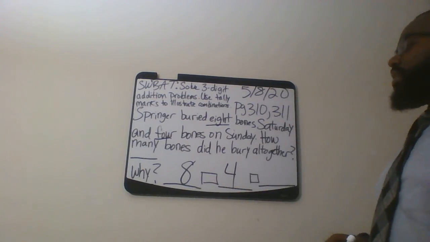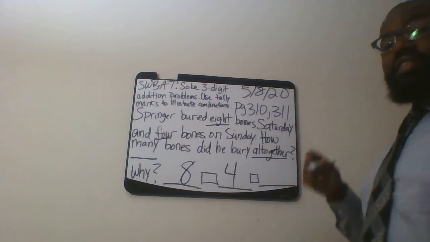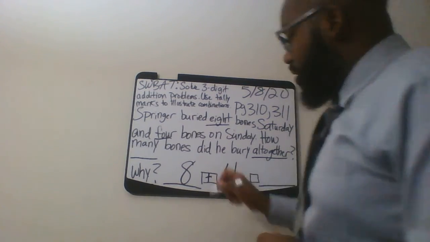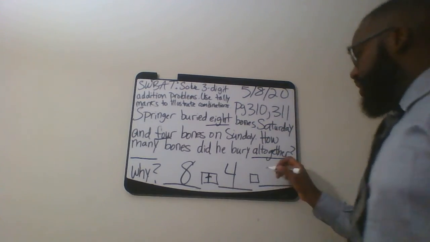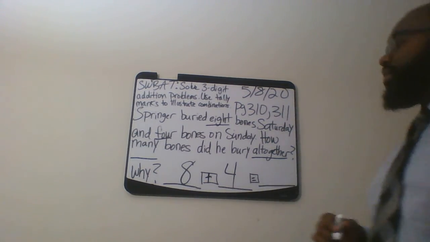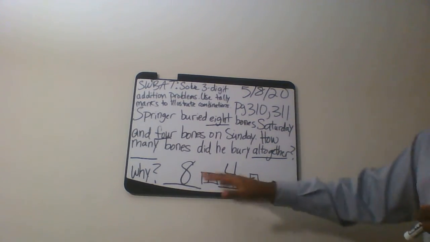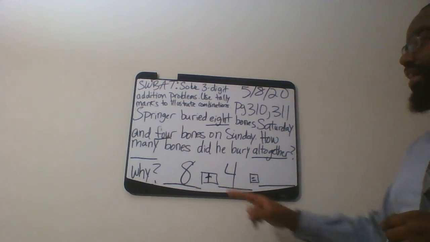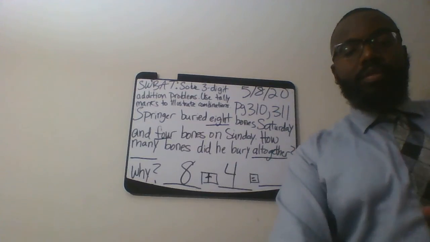Next, how many bones did he bury altogether? Altogether, from that word together, we can tell that's an addition problem. So, plus sign there, the equal sign there. So whatever the answer to 8 plus 4 will give you, that will tell you how many bones he buried altogether.